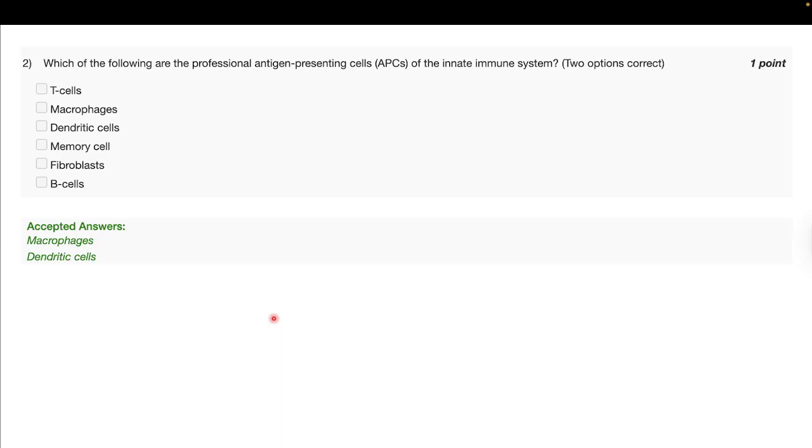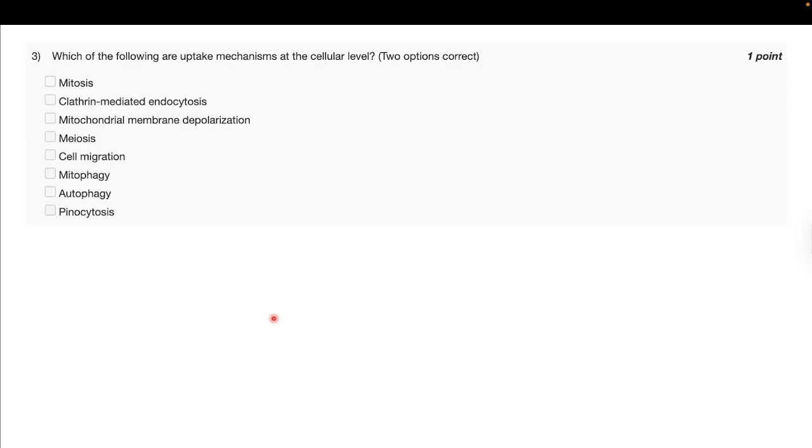We'll then move on towards the next question. Next is, which of the following are uptake mechanisms at the cellular level? Again, we have to choose two correct options. So what are the mechanisms which are used by the cells to uptake things at a cellular level?